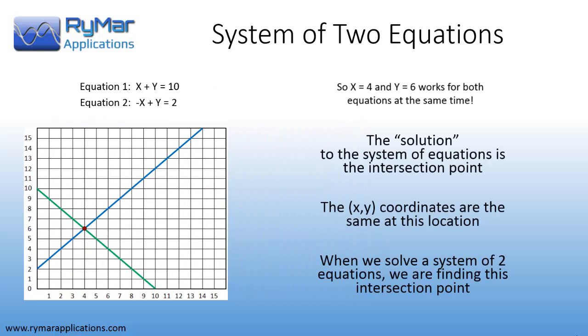This is called the solution to the system. What we're looking for visually is the intersection point between those two lines. It is the one xy coordinate that is the same on both lines. When we solve a system of equations, we're basically looking for the intersection point between those two lines.